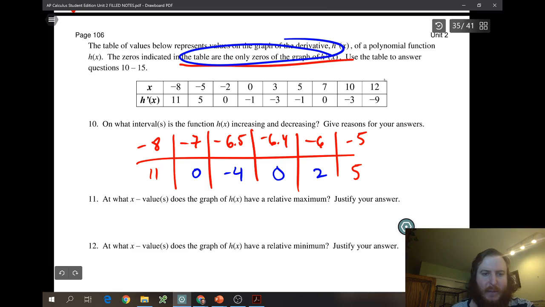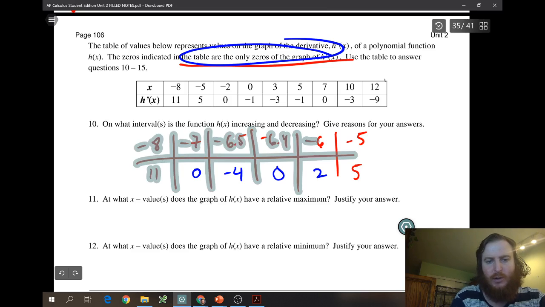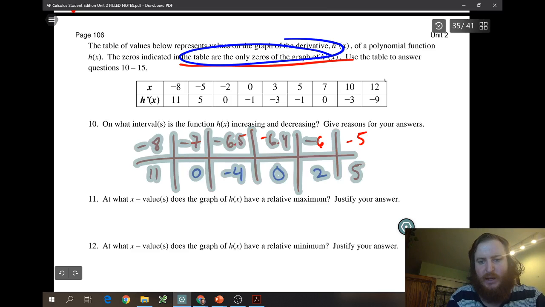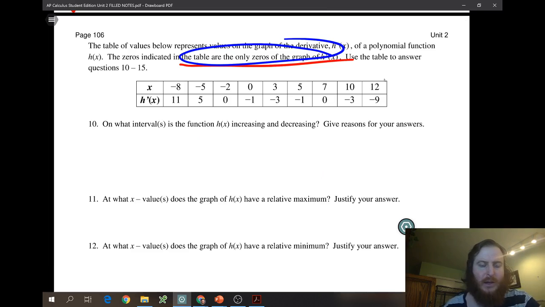And if that would have happened, our graph would change between increasing, decreasing, increasing, decreasing at these other spots. But we don't need to worry about any of that because it tells us that these zeros are the only zeros. That's pretty important. We'll get to that more, especially next semester. But for right now, just trust me that when we say that, it's important.